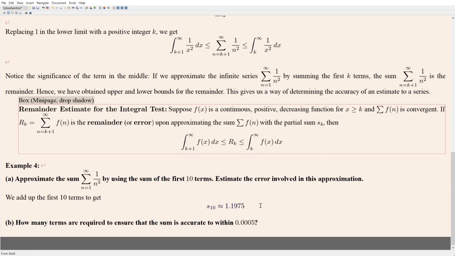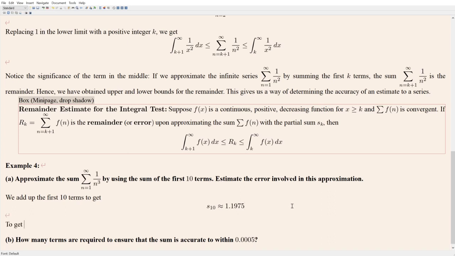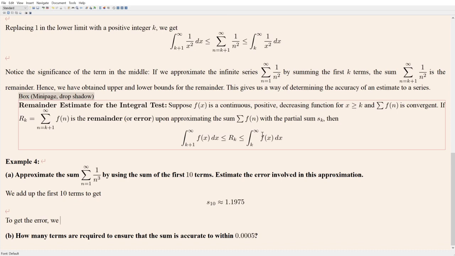Okay. So now the question is, how close is this to the actual infinite sum? And in order to get an idea of that, we're going to estimate the error. Right? The error is the difference between the actual thing and the approximation. So to get the error, we need to compute these improper integrals here.